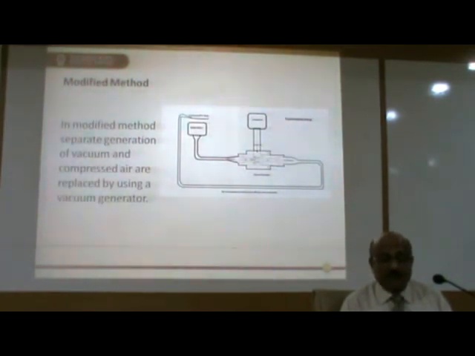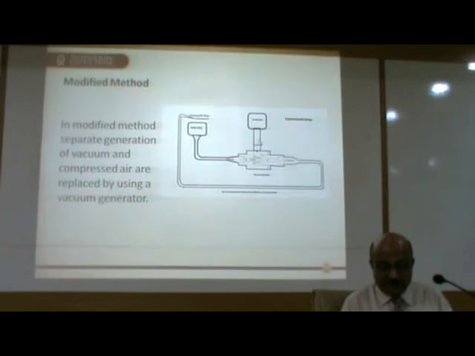Then the modified method. In the modified method, instead of this vacuum pump, a vacuum generator is used. We'll discuss later what the vacuum generator is and how it works. But in the layout I am showing, instead of the vacuum pump, a vacuum generator is there, where the compressed air is used to create the vacuum. Right? This is the modified method. Separate generation of vacuum and compressed air is replaced by using a vacuum generator. And this is the workpiece, and this is the embossing tool, which is using the compressed air.